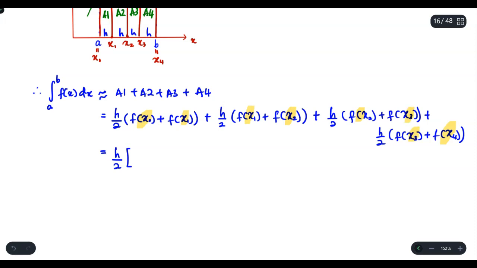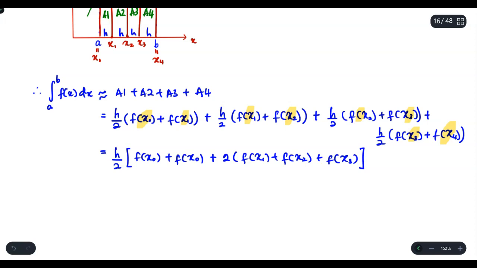So now you can write f(x0), so this is the first point, plus f(x4), because you see these two terms only once, and the rest of the terms you have 2 times, so we put plus 2 times f(x1) plus f(x2) plus f(x3).